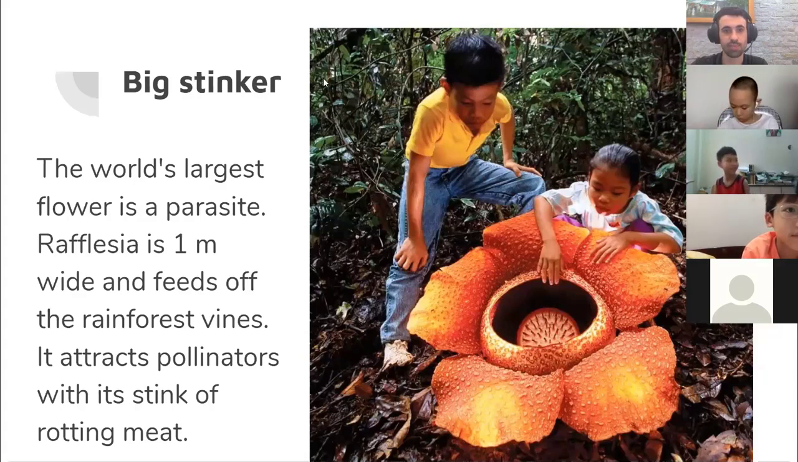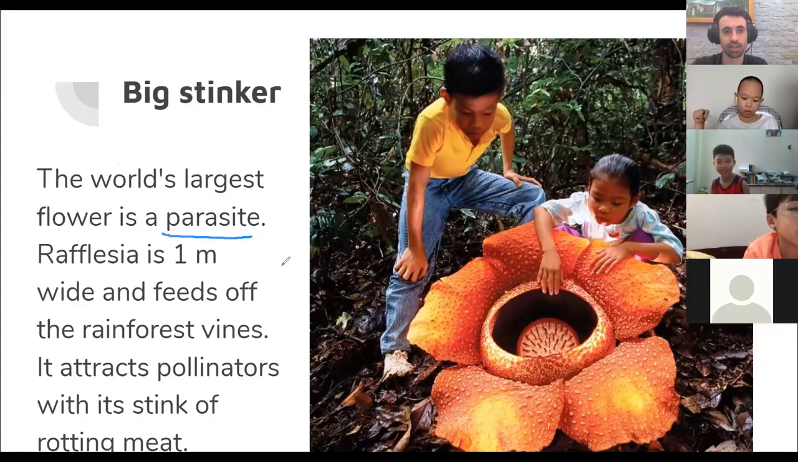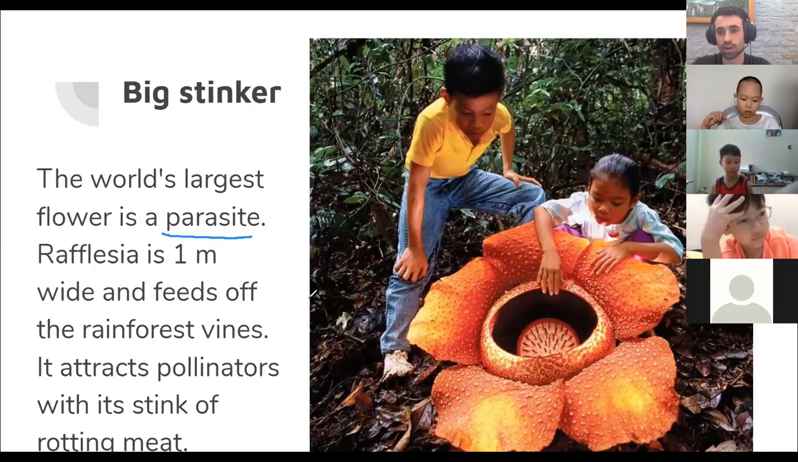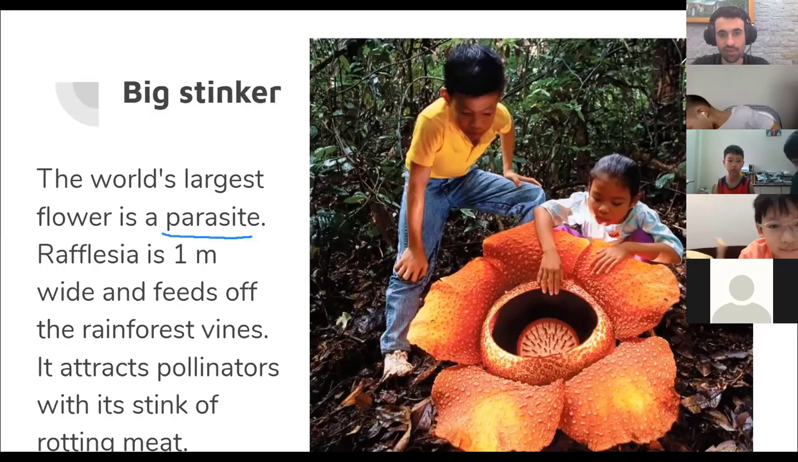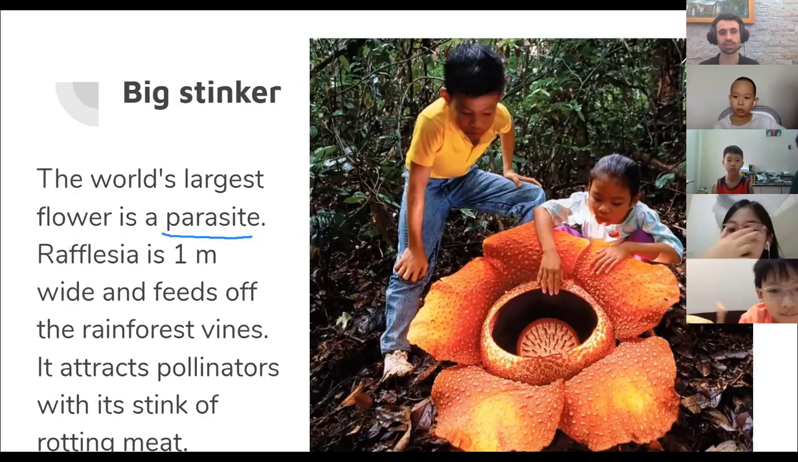Yeah, so this plant is a parasite. It told us right here. And what does it feed off of? Where does it get all of its nutrients and water? Let's have Lily. Where is this plant getting all of its water and nutrients? Rainforest vines. Yeah, it's taking them from the rainforest vines.